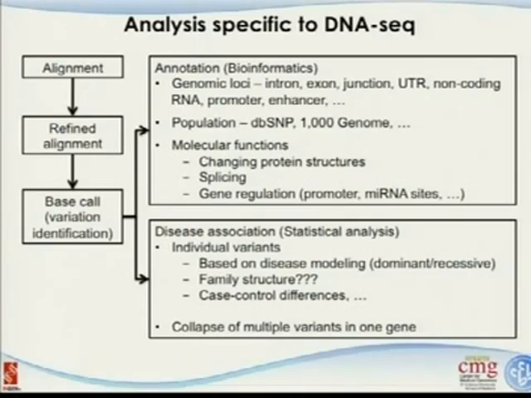And for the statistical analysis part, that will be the disease association part. For the individual variants and based on disease model, we talked about the dominant model, recessive model, and this, I'm hoping that Tatiana will put this information into her question. Family structure, whether that can help, and control and case differences. And next one is the collapse of multiple variants in one gene. And these are something that so far is still under fast development. So I'm not going to have any question in here regarding the final exam.